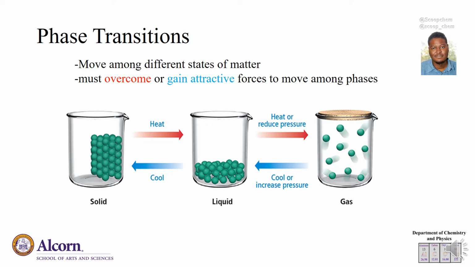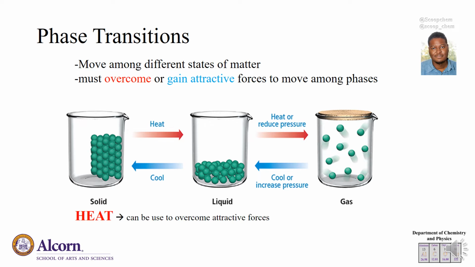In a solid, if I heat it, I can move from a solid to a liquid phase. Okay, and if I continue to heat that liquid, or if I reduce the pressure, I can move from a liquid into a gaseous phase. All right, I can take a gas and increase pressure or cool it to a liquid, and if I continue to cool, I can regenerate that solid. So whenever I move among different states of matter, we just call it a phase transition.